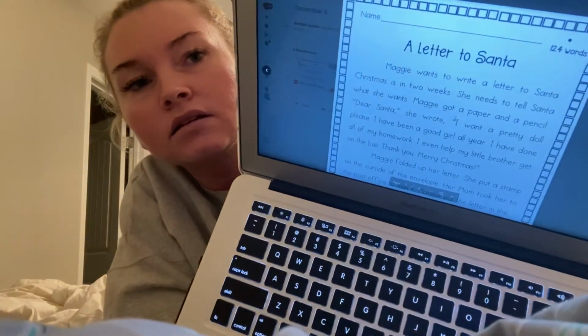Okay, now go ahead and pull up your letter to Santa passage. It's going to look like this. Okay, a letter to Santa. Maggie wants to write a letter to Santa. Christmas is in 2 weeks. She needs to tell Santa what she wants. Maggie got a paper and a pencil. Dear Santa, she wrote, I want a pretty doll, please. I have been a good girl all year. I have done all of my homework.